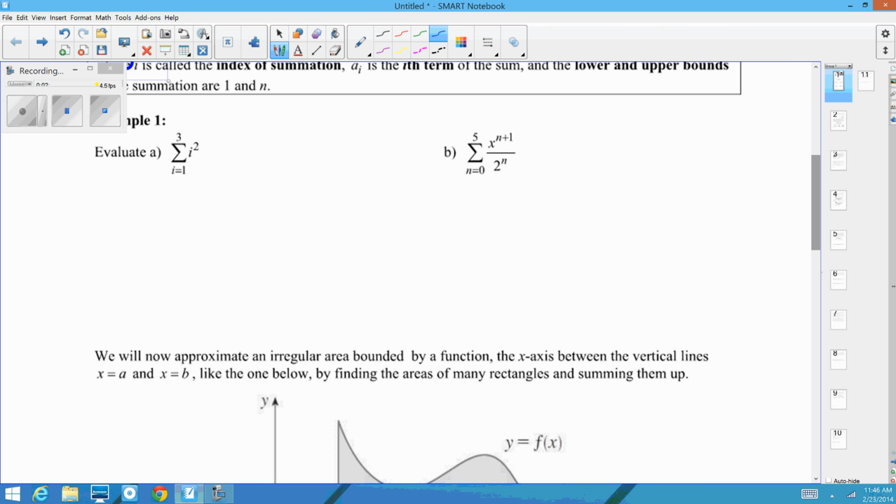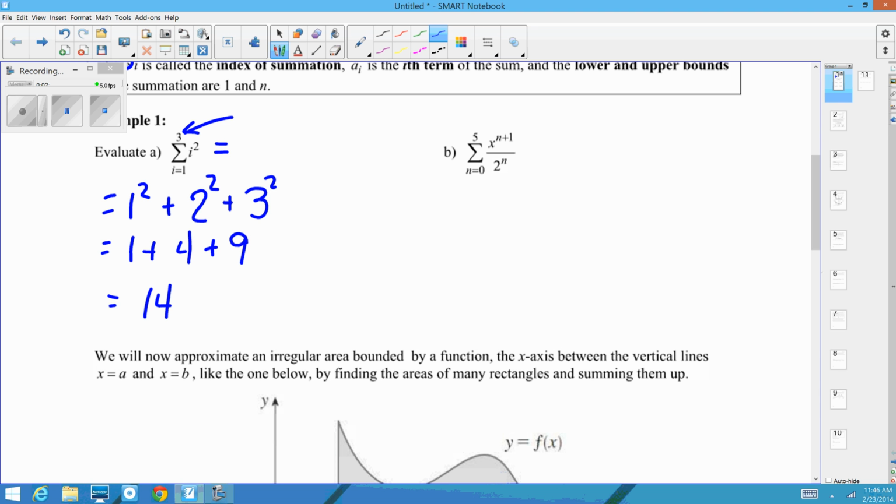We'll see it'll be a little bit better with an example here. We're going to evaluate this summation. All this is saying is you take your first i, and you plug it in. And then you keep going, adding the next integer until you get to that upper limit, which was 3. This is the same thing as 1 squared plus 2 squared plus 3 squared. Or if we want to put numeric values on there, that would be 14. So this summation is equal to 14.